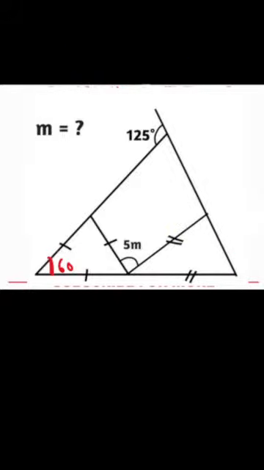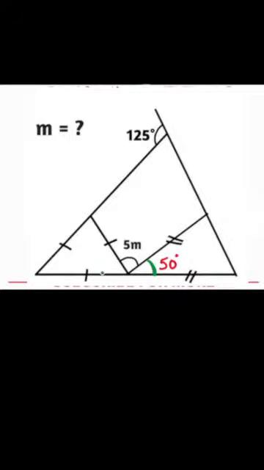So this angle will become 65. Now looking at this triangle, this is an isosceles triangle, so both of the base angles must be equal. So this would be 65, 65 each, right? We can solve for this angle then, and using the angle sum property of the triangle, this angle is going to be 50 degrees. Now we have everything. Now we can solve for m easily.